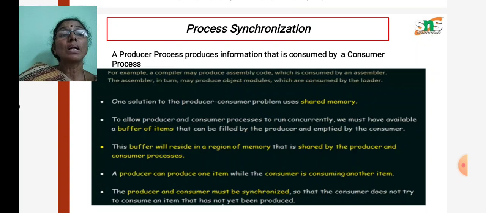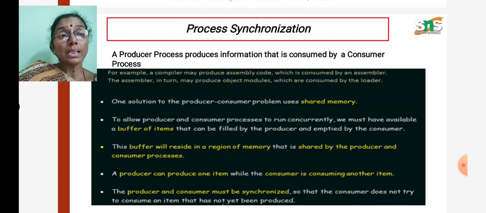For example, you know the producer consumer problem. In the producer consumer problem, they share one shared memory called a buffer. To allow the producer and consumer processes to run concurrently, we must have a shareable buffer of items that can be filled by the producer and consumed by the consumer. The buffer will reside in a region of memory that is shared by the producer and consumer. Here the shared region is a buffer.